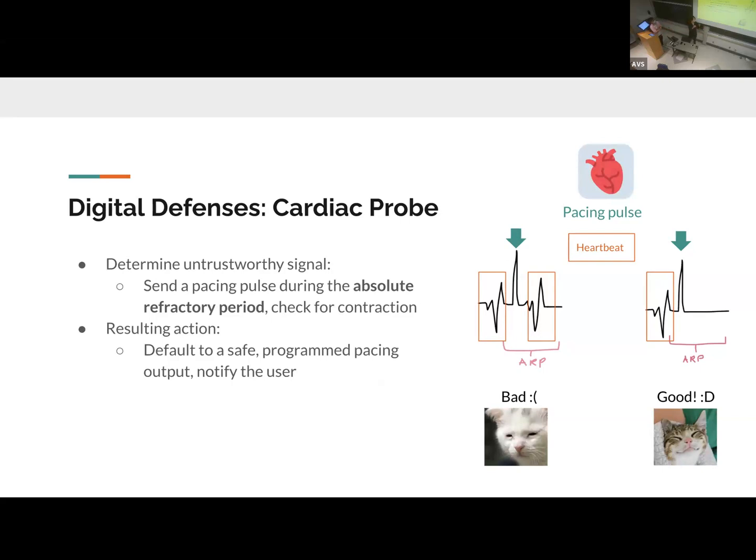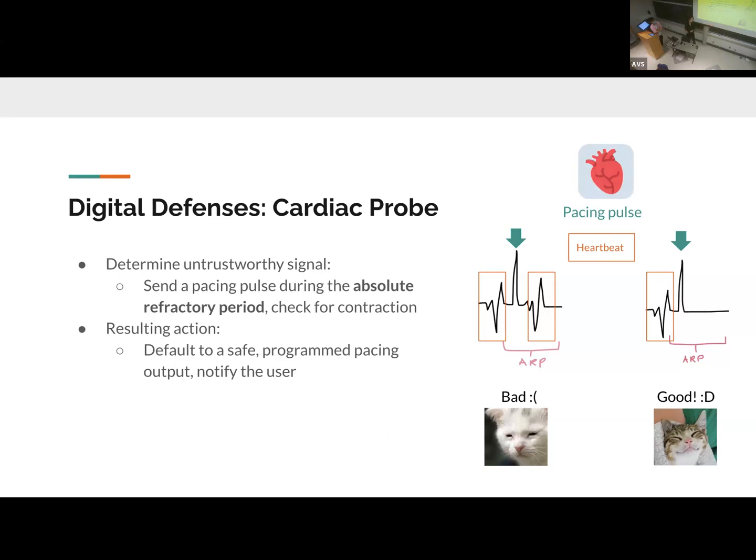But the idea is, since a pacemaker is measuring the heart voltages, if you see a heartbeat and then their idea is send this pacing pulse to tell the heart, hey, can you contract again? And if you see like another heartbeat in that absolute refractory period, that means you have an untrustworthy pacemaker signal. What you should see is that after the pacing pulse, nothing is happening.